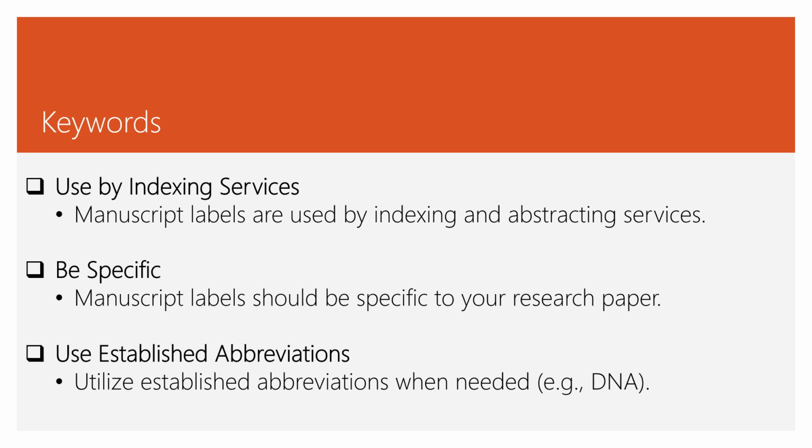The title section is followed by keywords. Keywords are used by the indexing services and by libraries for the categorization of research articles. So keywords must be specific and related to your research paper. You can use established abbreviations such as DNA, RNA, but you cannot use unknown abbreviations in the keywords.